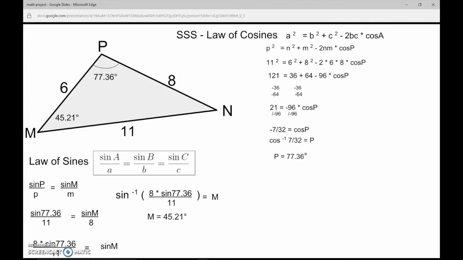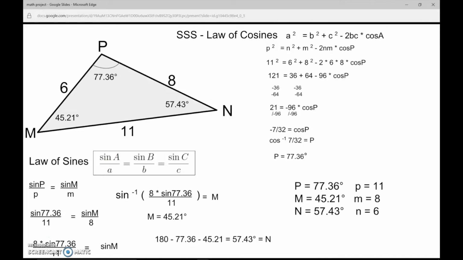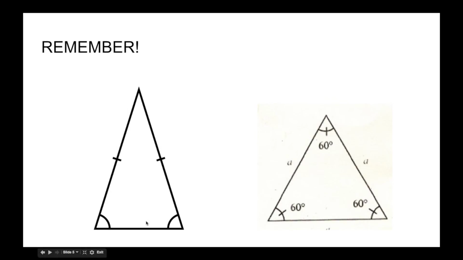Now, since all triangles' angles add up to 180, we don't need to use the law of sines or the law of cosines to find our third angle. Instead, we'll subtract both of our other angles from 180. So do 180 minus 77.36 minus 45.21, which is equal to 57.43 degrees. So that'll be angle n. Now we have all our angles and our sides, and we've solved the triangle using the law of cosines and the law of sines.